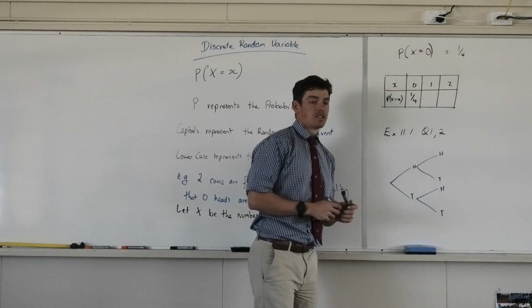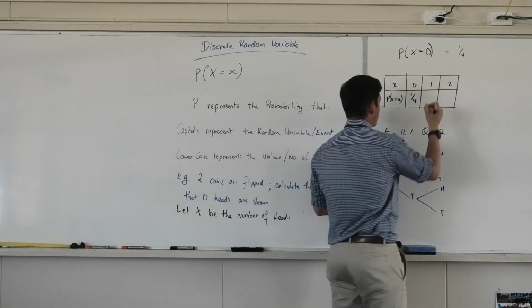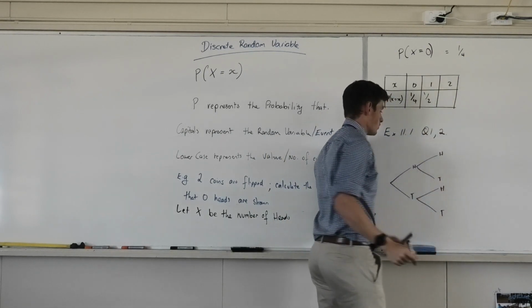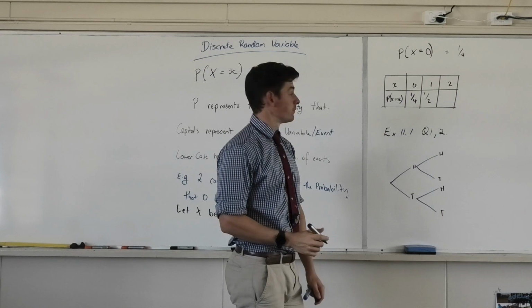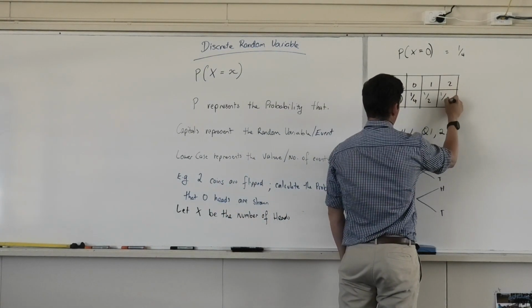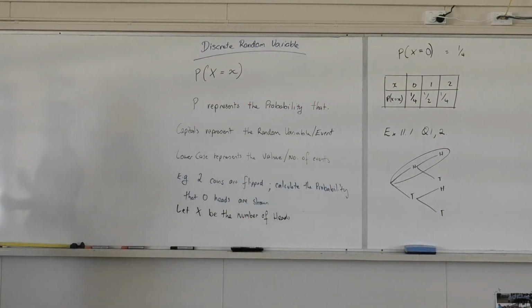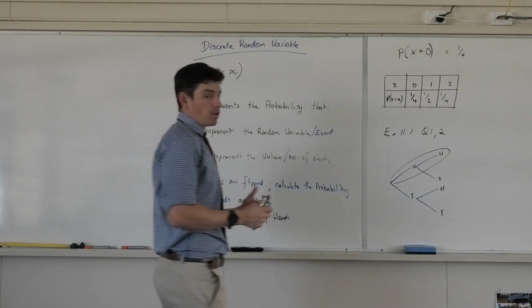So how many of these options have 1 head? 2, so it'd be 2 over 4 or 1 over 2. And the last one? How do you know that that represents a probability? This is called a distribution. How do you know this represents a probability distribution?